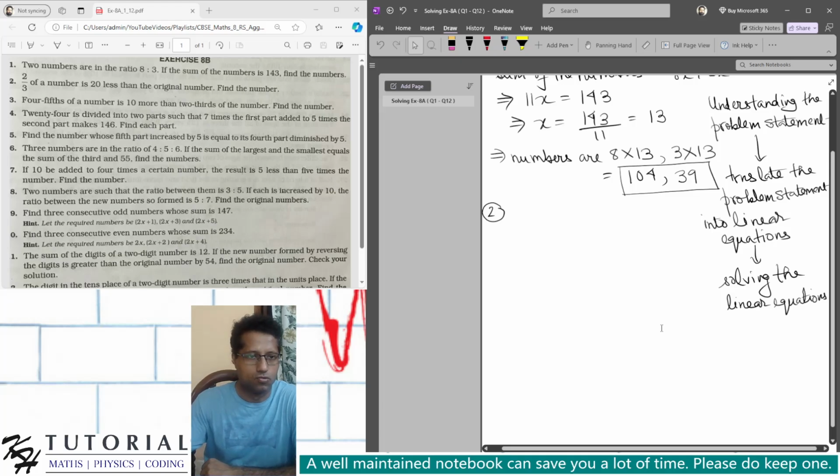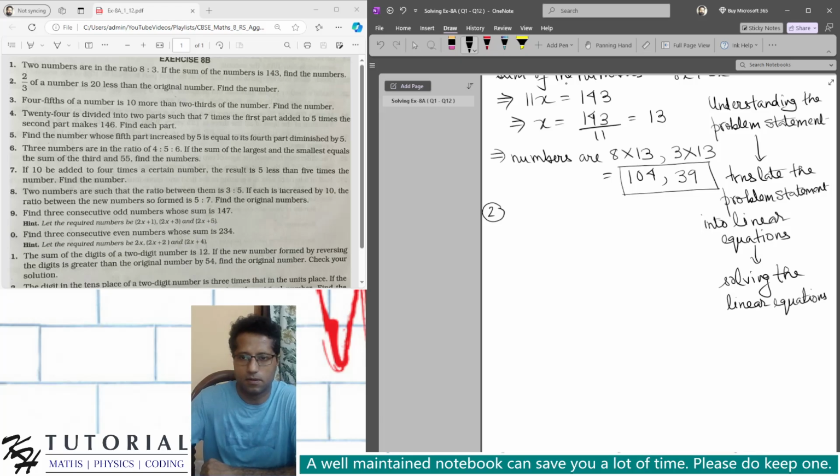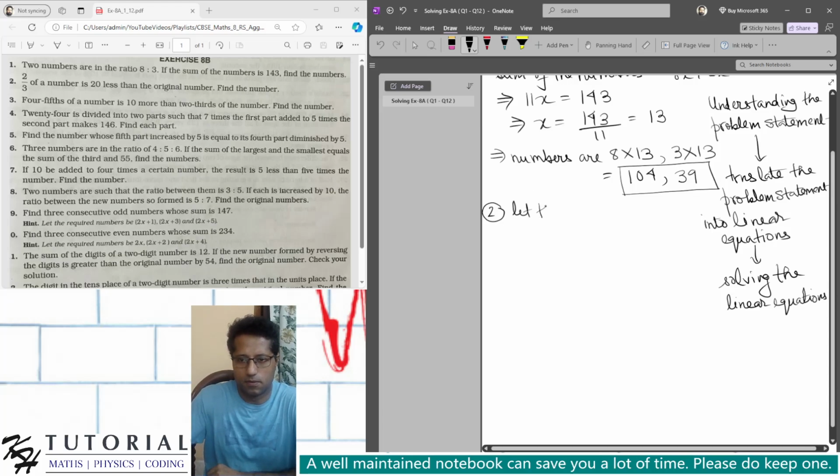It is given that 2/3 of a number is 20 less than the original number. Find the number. Okay. So whenever an unknown is given, some information about an unknown is given, and the problem is about to find the unknown, we assume that unknown to be a variable. So let the number be x. You can take any other variable name. You can take y, z, a.